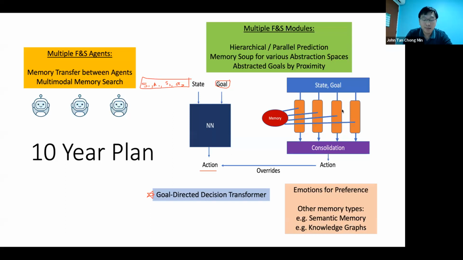The next thing is other memory types. For example, we don't just have episodic memory. Right now, this memory is episodic because we do the state transitions, so it's mainly episodic. But we might have memory such as semantic memory, where you have facts that you might learn about the world, like John is tall, or the Eiffel Tower is in France.